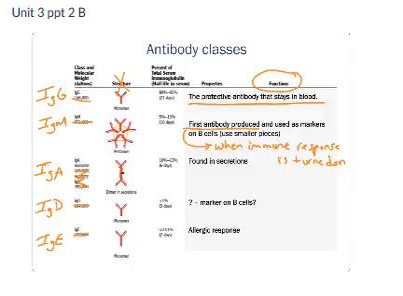The next one is IgA. This one is found in secretions. So the example I'm going to give you is breast milk.